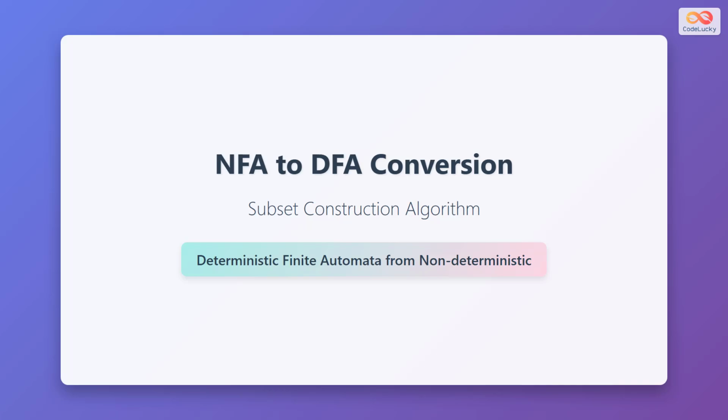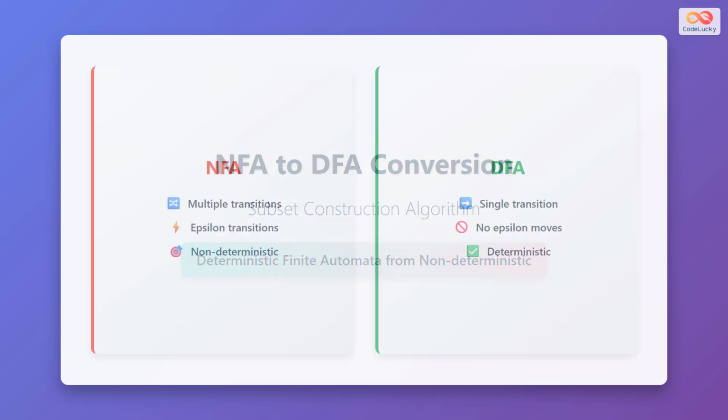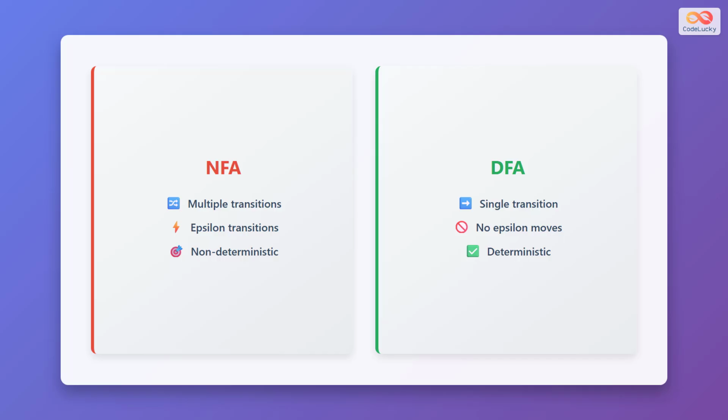Let's explore the process of converting a non-deterministic finite automaton, or NFA, into a deterministic finite automaton, or DFA, using the subset construction algorithm. We're essentially transforming a non-deterministic machine into a deterministic one. Before diving into the conversion, let's highlight the key differences between NFAs and DFAs.